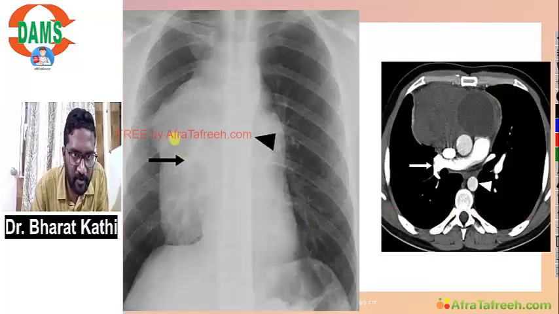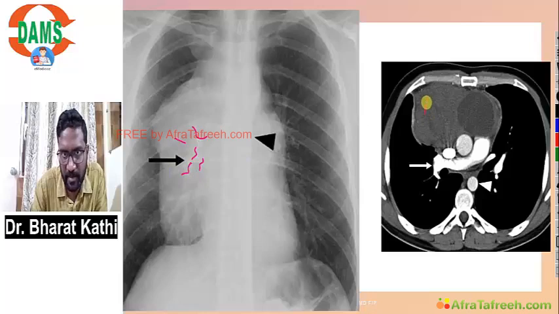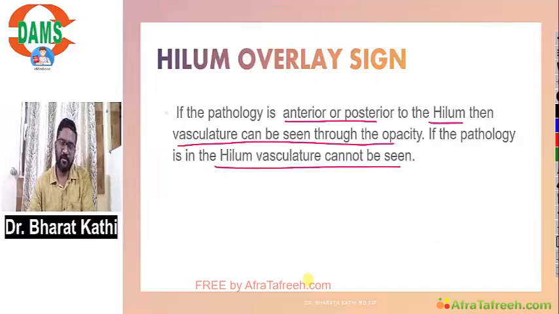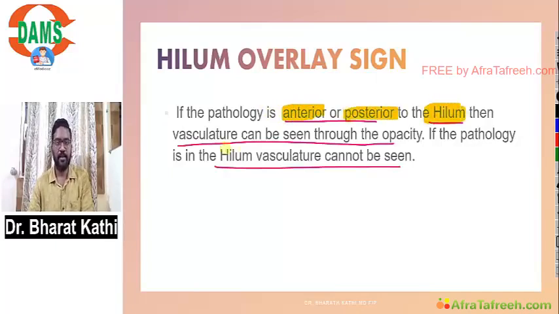So here if you notice, you can see all the vasculature properly. It means it is not in the hilum. Here when we did a CT scan, it was anterior mediastinum. So it was anterior to hilum. So hilum overlay in simple words is, if pathology is anterior or posterior to hilum, then vasculature can be seen. If it is at hilum, vasculature cannot be seen through that opacity.